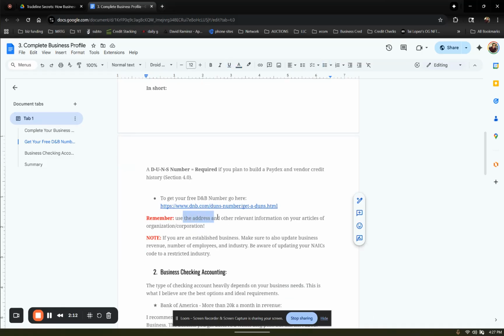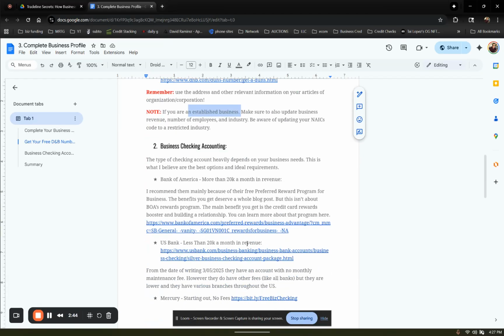Remember to use the address and other relevant information on your articles of organization or corporation, like your state docs. Also, you can consider looking at the industry code for established businesses. Sometimes the industry code could be in a restricted category, and you just want to update that, and it'll give you the prompts as you're either logging in to make an update or to register your new DUNS number.